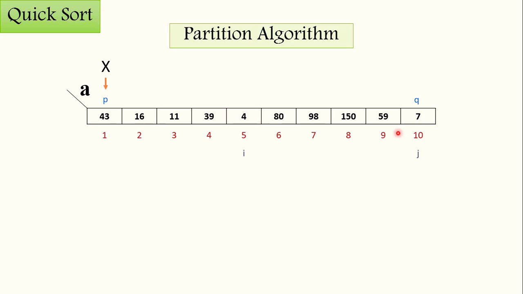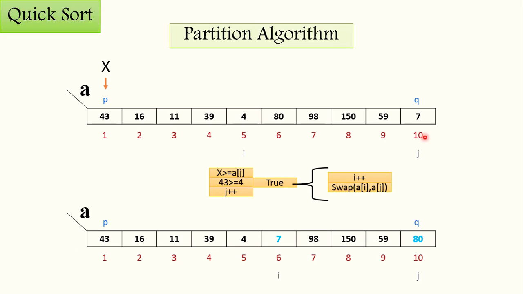After applying this, you will get this. X is 43, J is 10, which means AJ is equal to 7. 43 is greater than 4, it is true. So I is incremented by 1 and swap AI, which means I becomes 6. I is incremented one time, so I will be 6, and A6 and A10 exchange their values. So it will be like this, and J is incremented by 1.